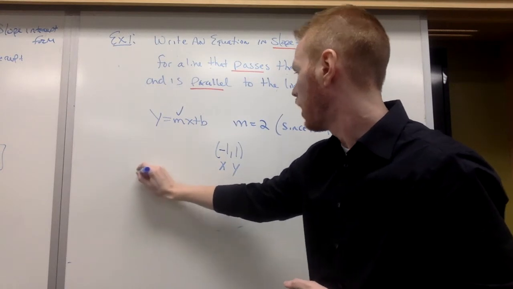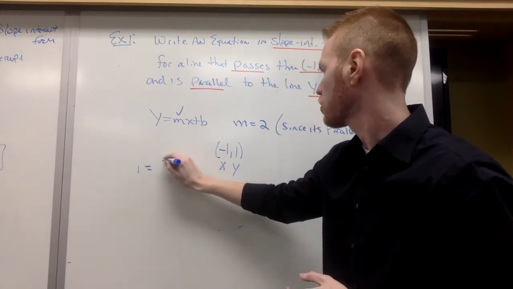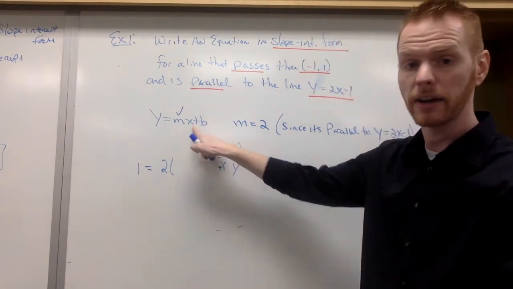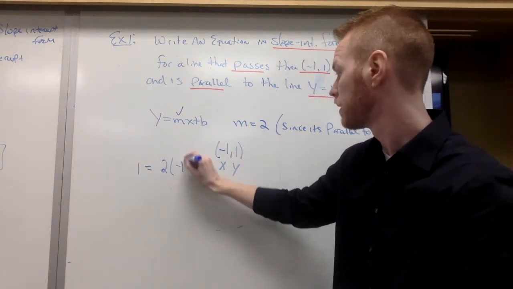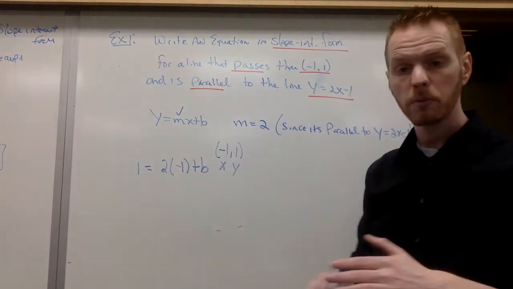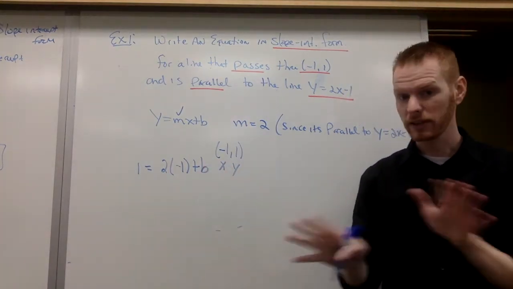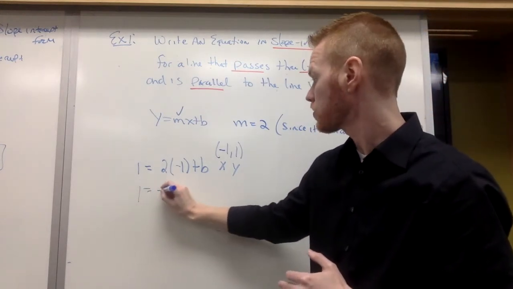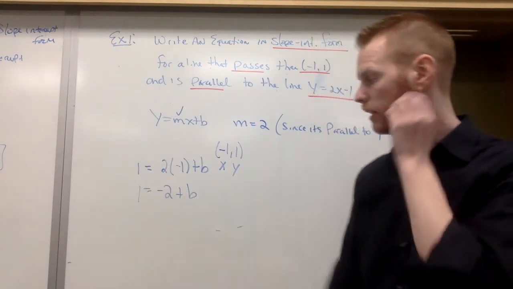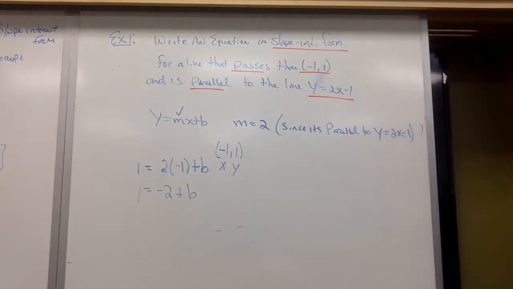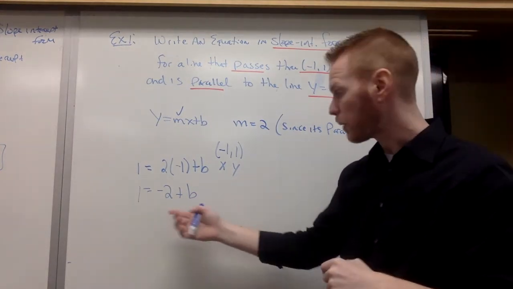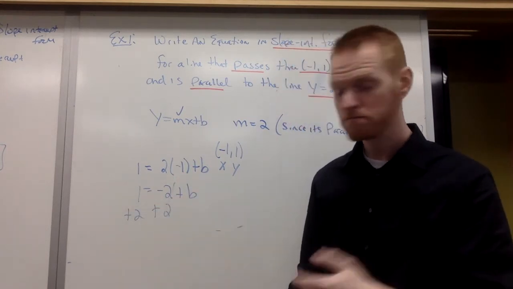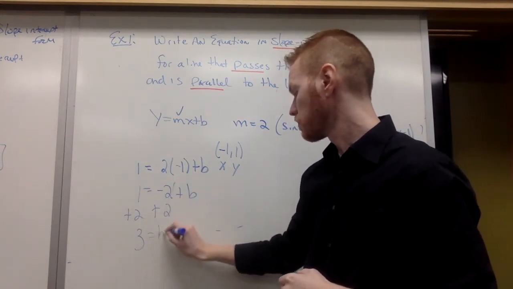We have 1 equals, the slope's 2, times the x value, which we know is negative 1, plus b. Remember, b is the y-intercept. I don't know what that is yet. Now solve. 1 equals negative 2 plus b. Now for my last step, to get b by itself, I would add 2. That's going to cancel the negative 2 out. I get 3 equals b.